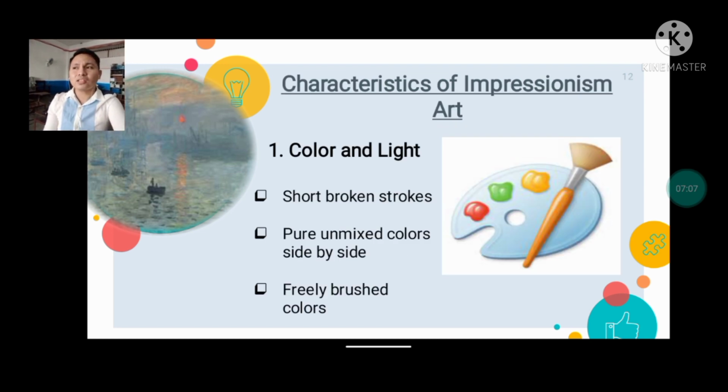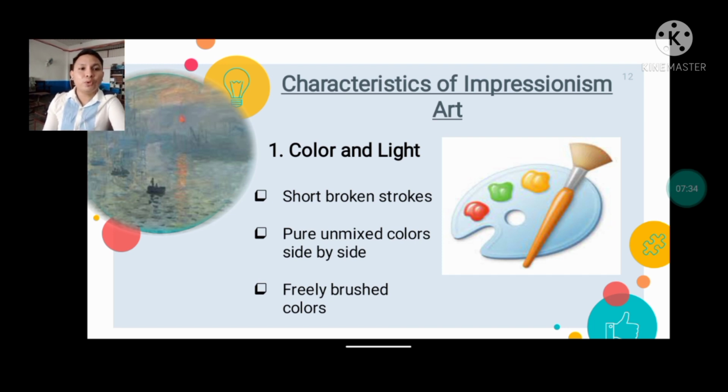So now, let us talk about the characteristics of Impressionism art. Number one is what we call color and light. Under the color and light, we have the short, broken strokes. First, we know that paintings don't start from large strokes right away. They start from the short, broken strokes up to the large, broken strokes.